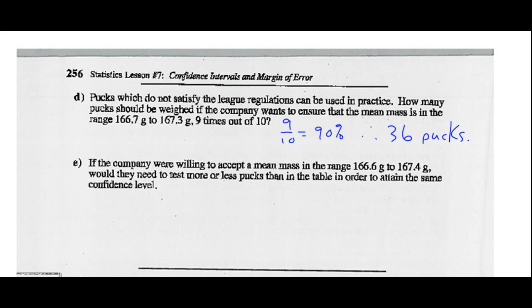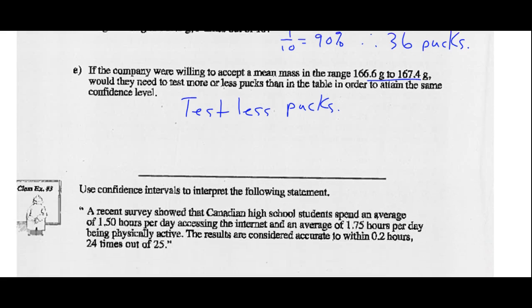And E, if the company were willing to accept a mean mass in the range of 166.6 to 167.4, would they need to test more or fewer pucks than in the table in order to attain the same confidence level? Well, if they're going to open up their confidence interval here, then they will need to test fewer pucks. They don't have to be as accurate, so we don't need as great a sample size.